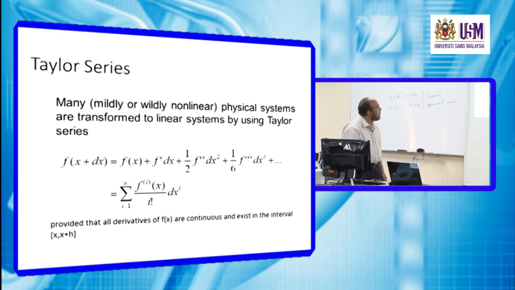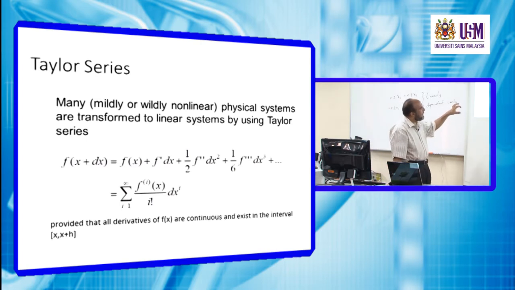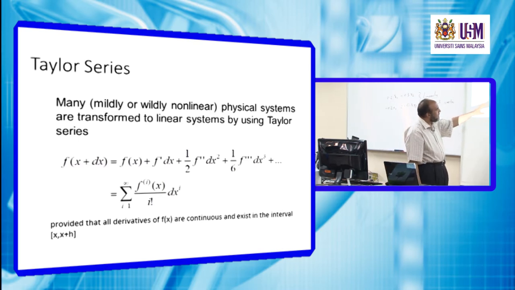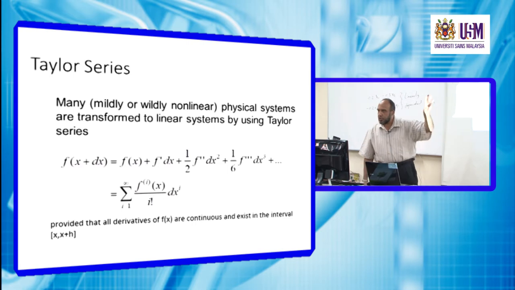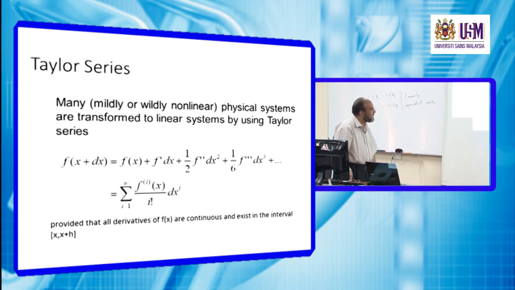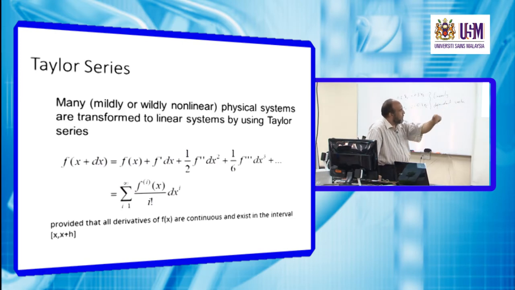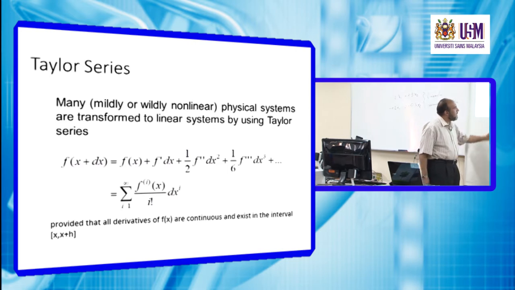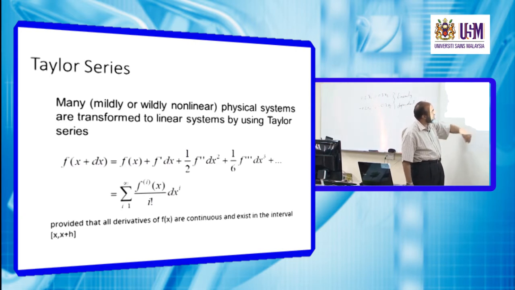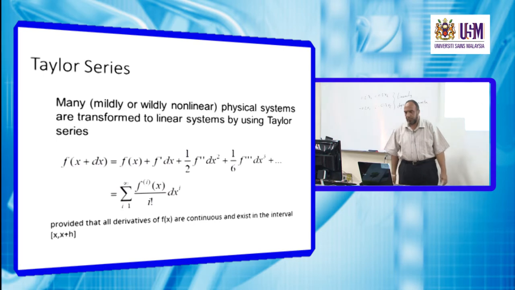The general form is f of x plus dx equals f of x plus f bar dx. F bar means differentiation of the function, the first differentiation of the function f of x, plus 1 over 2 factorial, f double bar dx squared, the second differentiation, and so on, which can be written in the form of a summation from i equals 1 to infinity of the i-th derivative of f, over factorial i, times dx to the power i.